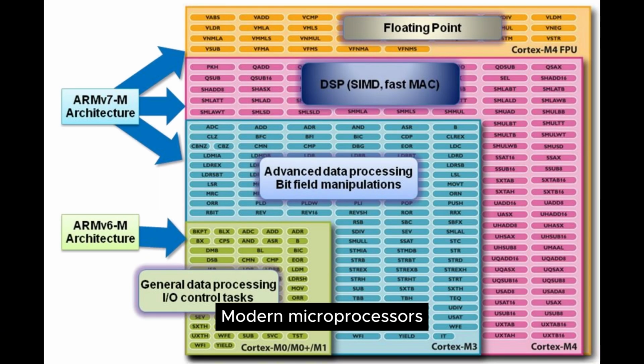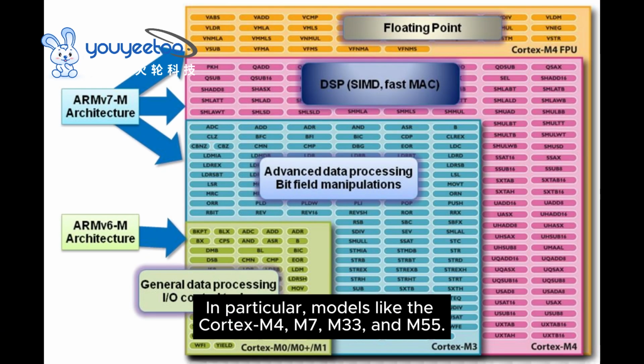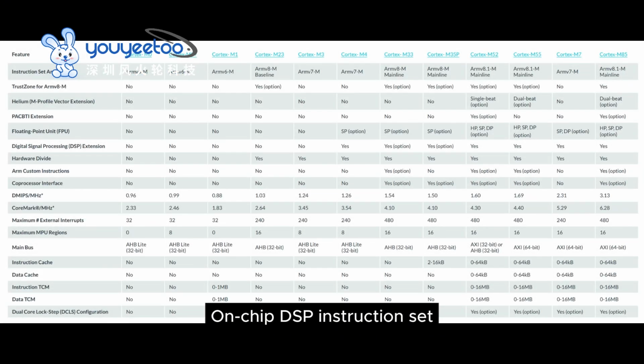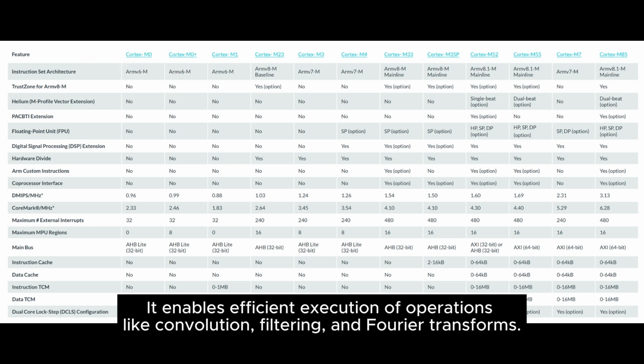Modern microprocessors, in particular models like the Cortex-M4, M7, M33, and M55, have an on-chip DSP instruction set. It enables efficient execution of operations like convolution, filtering, and Fourier transforms.